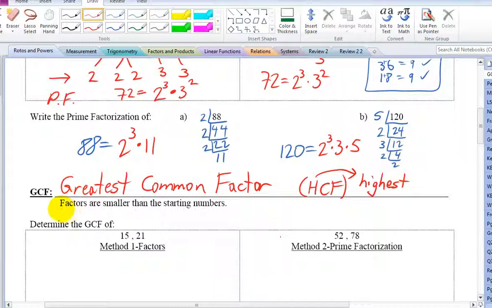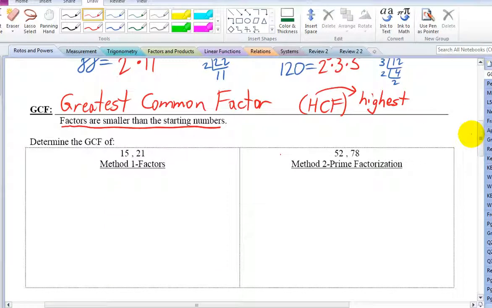Keep in mind that the factors, or the GCF, are smaller than the starting numbers. So double check your work. The GCF should be smaller than the numbers. So let's do 15 and 21. Just ignore this stuff. I'm going to just go 15, 21.